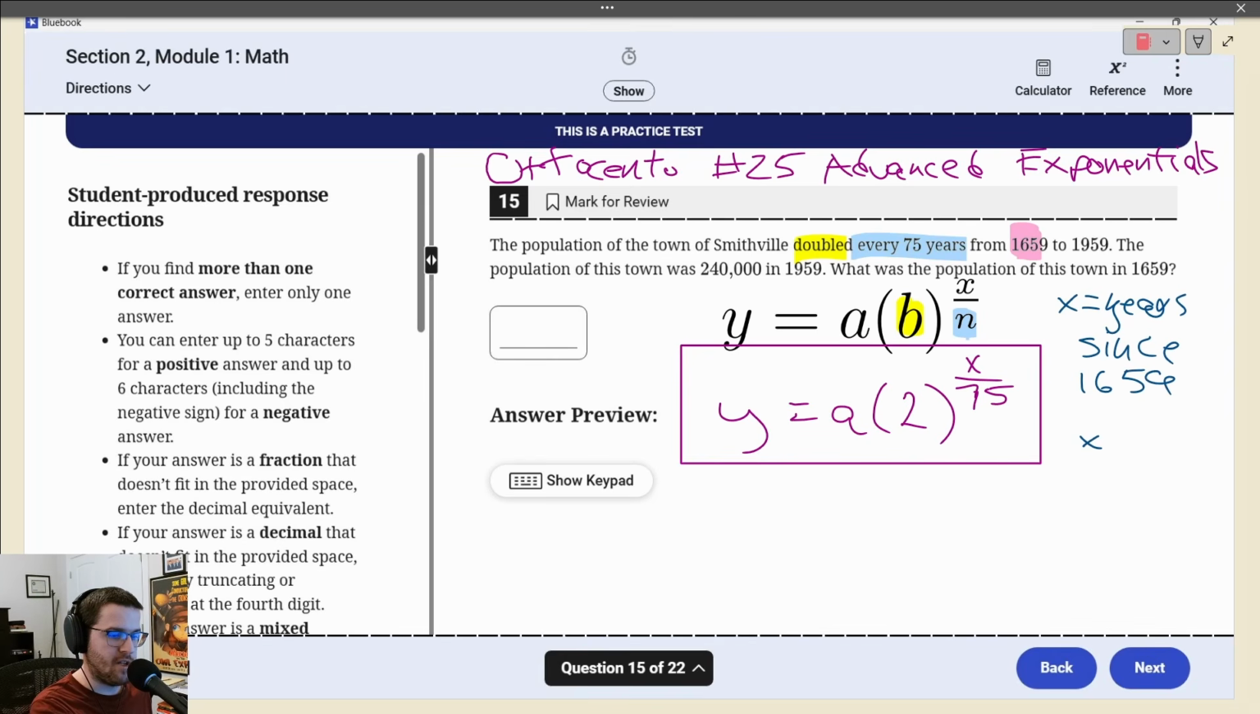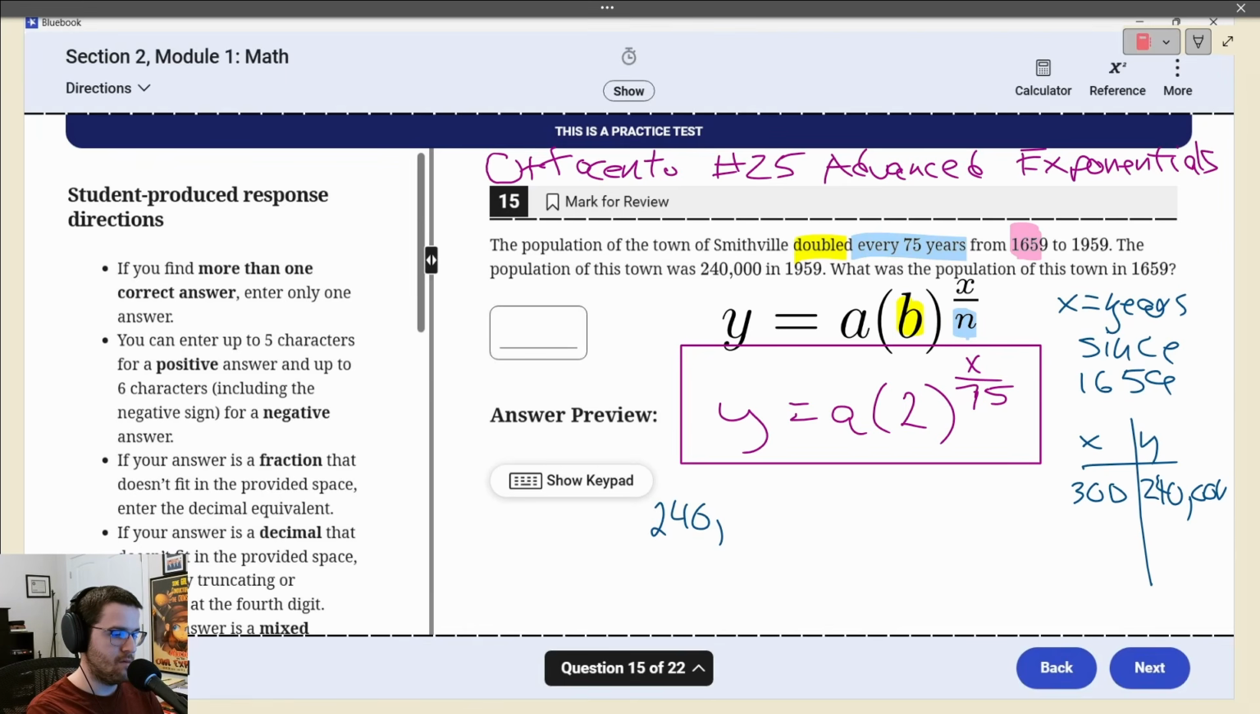So if we make a little XY table, we're going to do some fast maths here. 1959 minus 1659, that's 300. So it's been 300 years. That's our X. And the Y is 240,000. Okay, so you can kind of see what we're going to do now. Pretty much our only option. They give you an equation and a point. It's just a standardized test thing, nothing to do with math. They give you an equation and a point, you plug in the point. So let's do that.